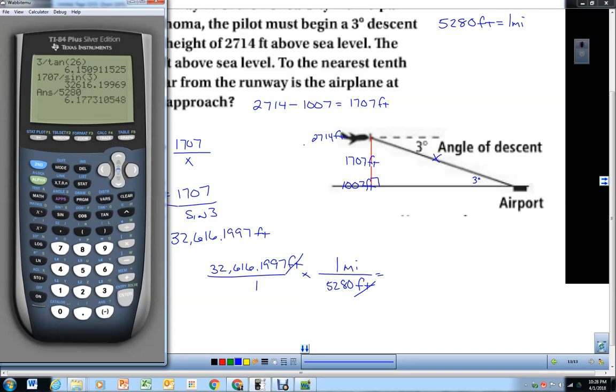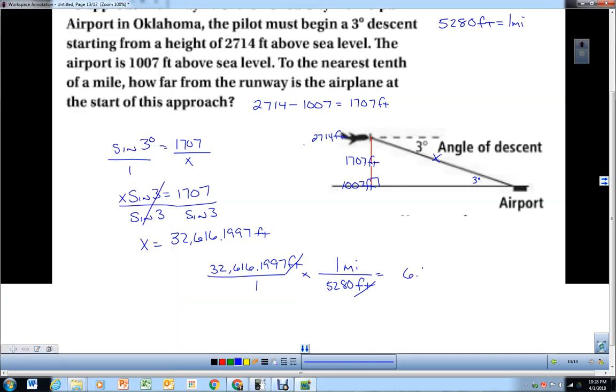And to the nearest 1/10 of a mile would be 6.2. So we get approximately 6.177, so this is going to be 6.2 miles. So the distance we are away from the airport is approximately 6.2 miles.